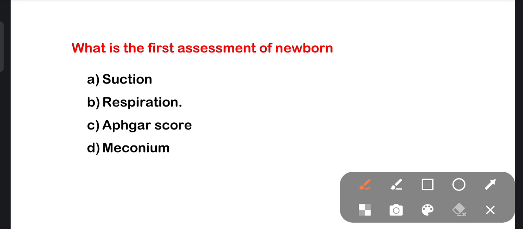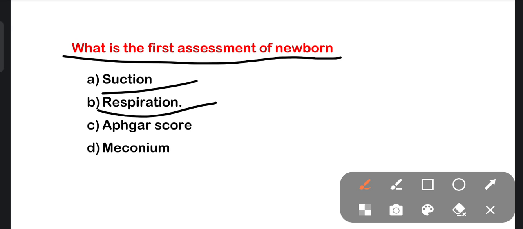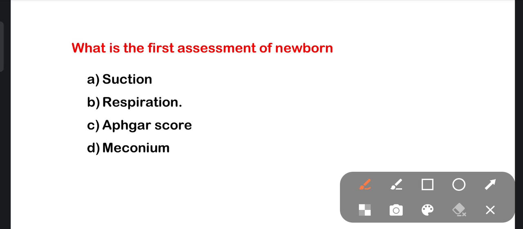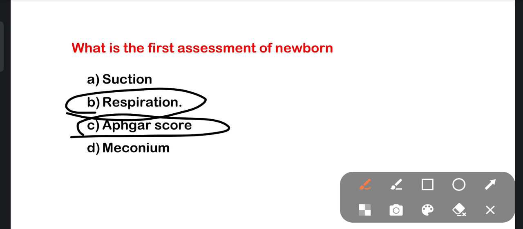The next one is, what is the first assessment of newborn? So when you find a newborn, what is your first assessment? Options are suction, respiration, Apgar score, and meconium. The right one is the respiration. So we need to assess the respiration for the newborn. Then we need to go for the Apgar score.